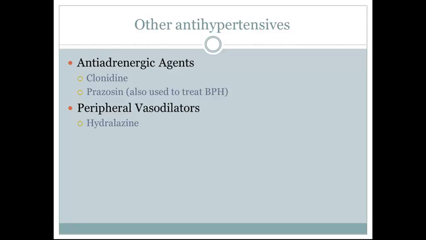Antiadrenergic agents such as clonidine or prazosin can be used to treat hypertension. These are typically not our first-line treatments. Usually we go to these types of medications when ACE inhibitors, beta blockers, and ARBs are not working. Peripheral vasodilators such as hydralazine, same thing, not a first-line treatment, but can be used in the treatment of hypertension.